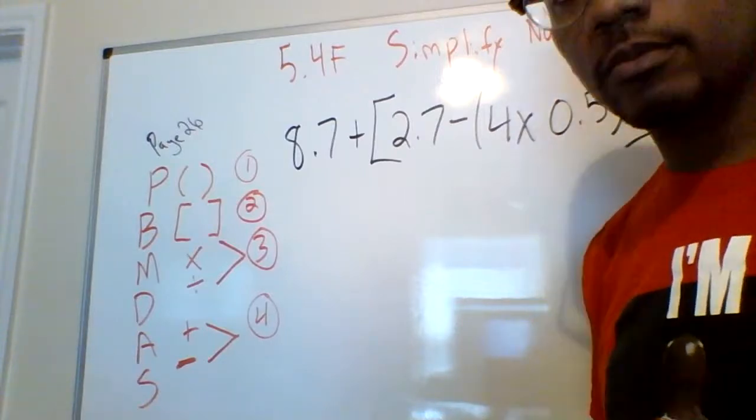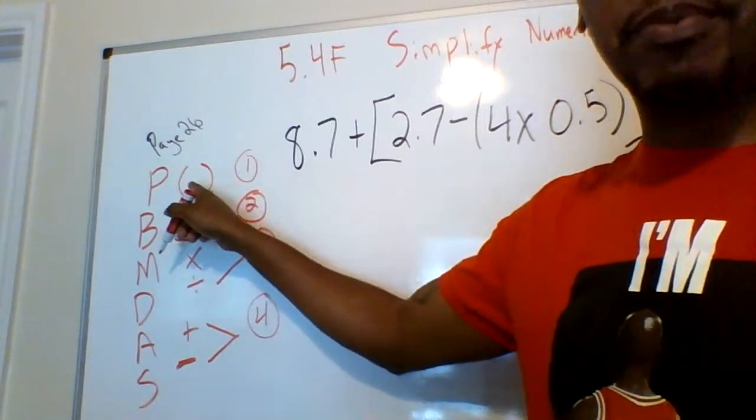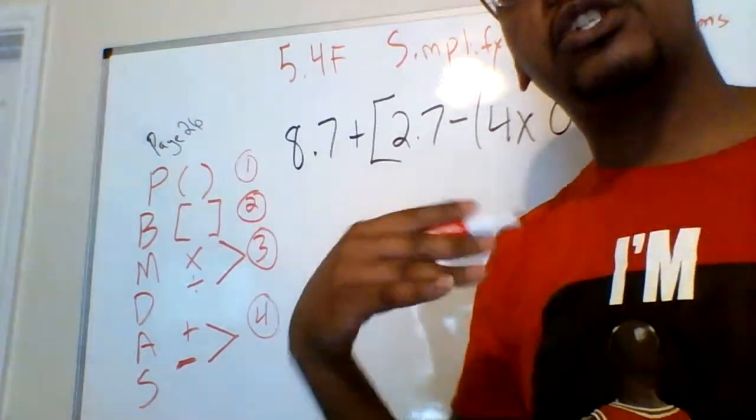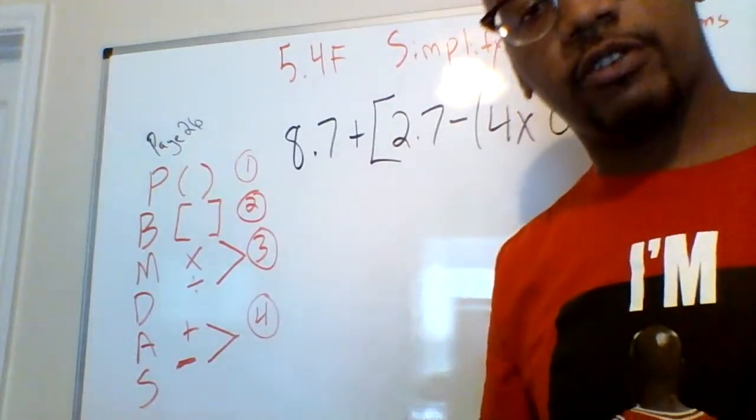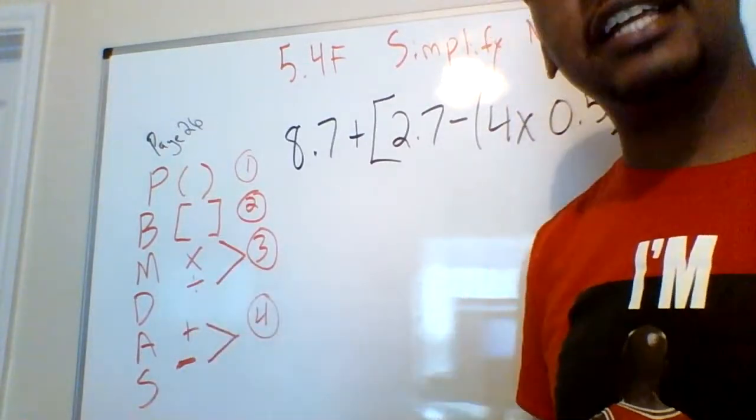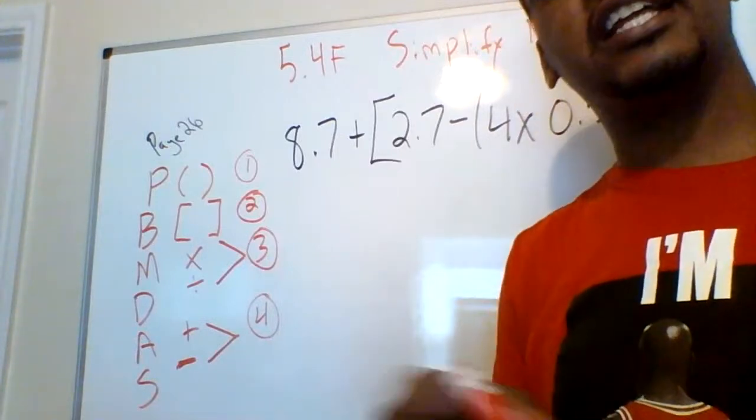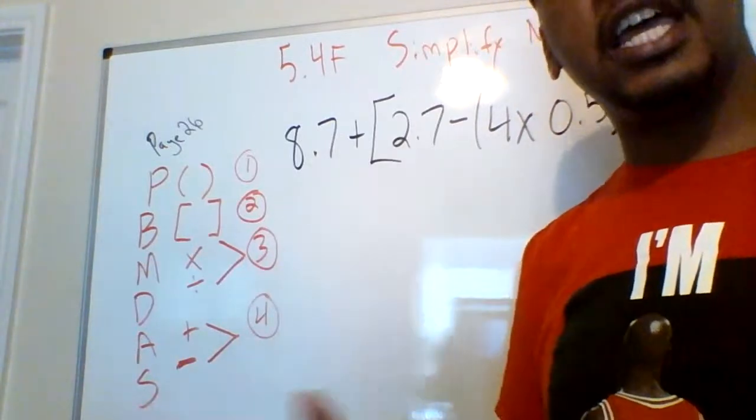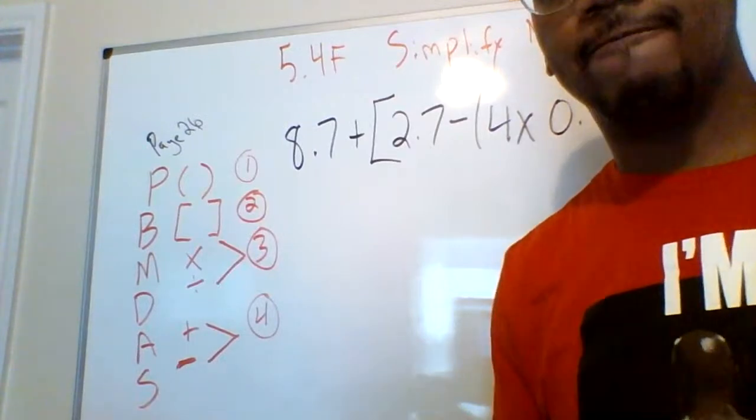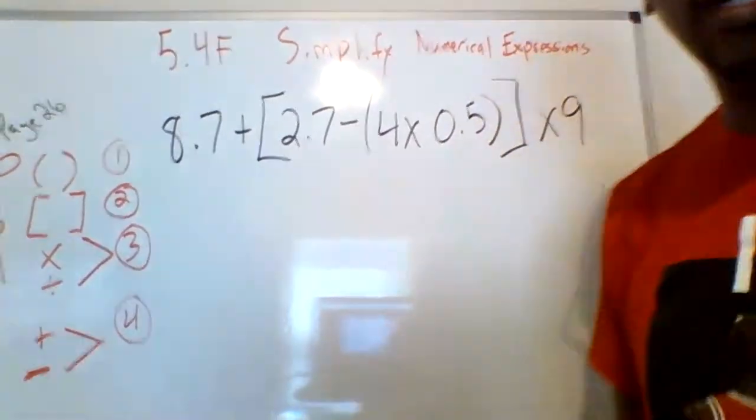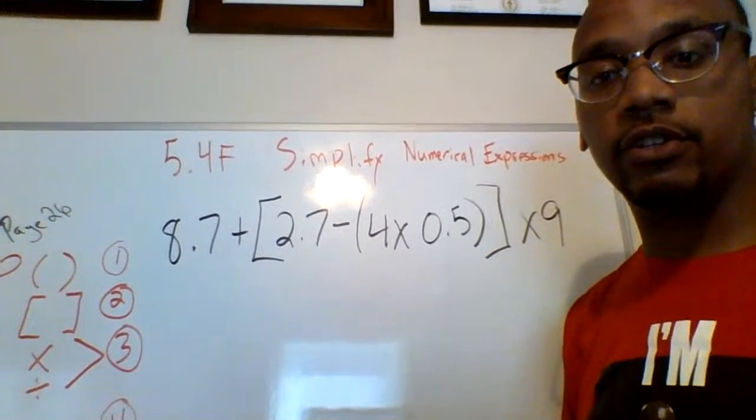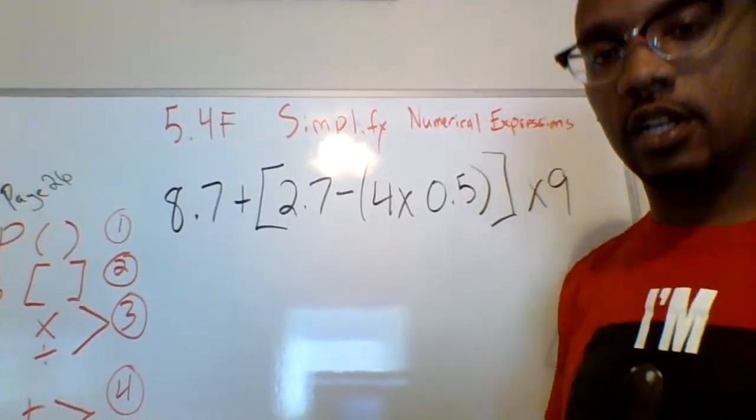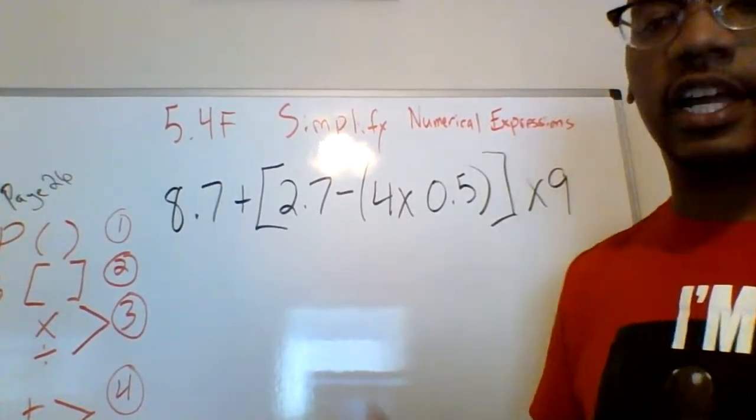Even inside the parentheses, children, you still must go in order. So multiplying and dividing still has to be before adding and subtracting, even in parentheses. Again, this should just be a reminder. You guys should have already learned this, but I just want to make sure it's sticking in your head.